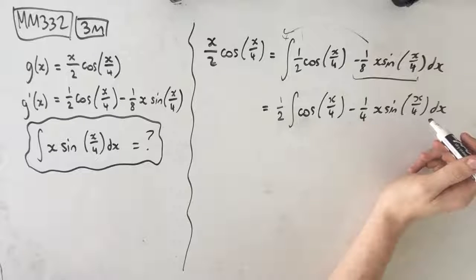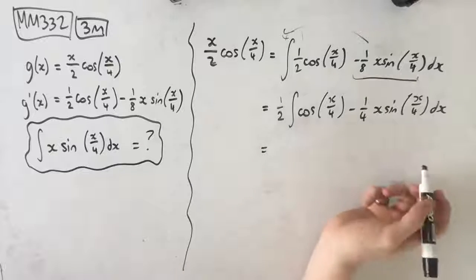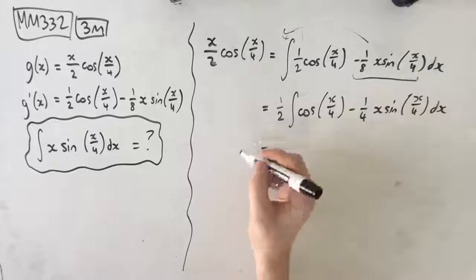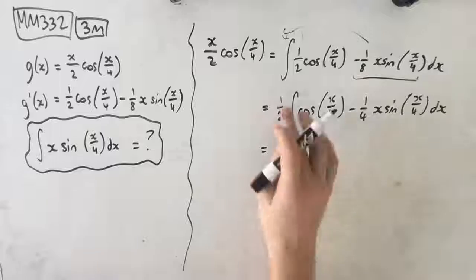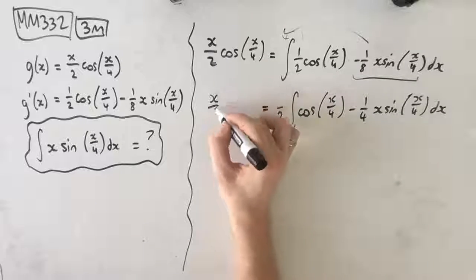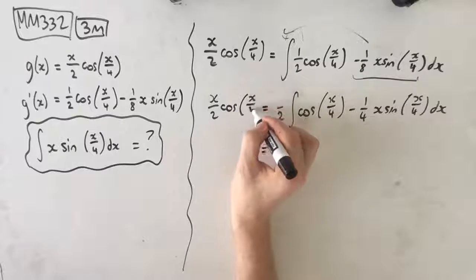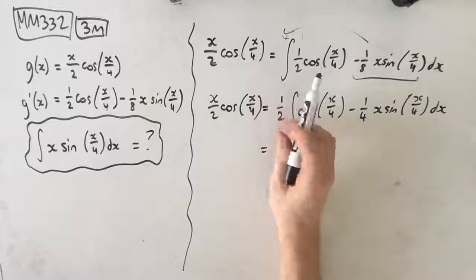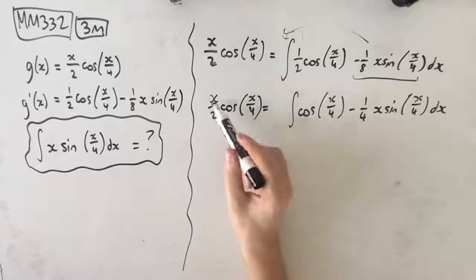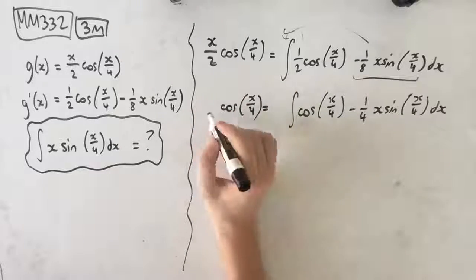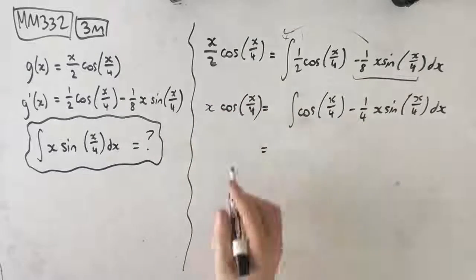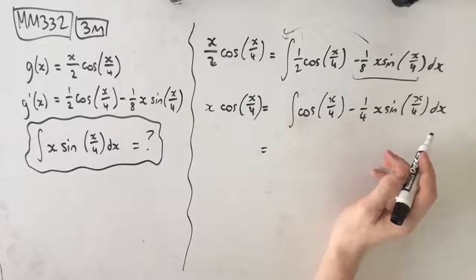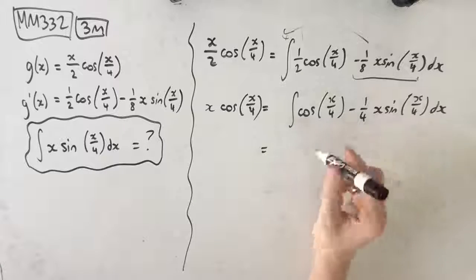Now I'm going to multiply both sides by 2. So I'm going to cancel that half out. I'm going to cancel that out as well. Actually, you know what? I'm just going to rewrite this here. If I multiply both sides by 2, this half is going to turn into a 1, so it's going to go away, and this x on 2 is going to change into an x. So I'm just going to make that easier for myself here. So this is what we end up with. And now we want to get x sine x on 4 by itself. So our next step to do that is to separate this integral.